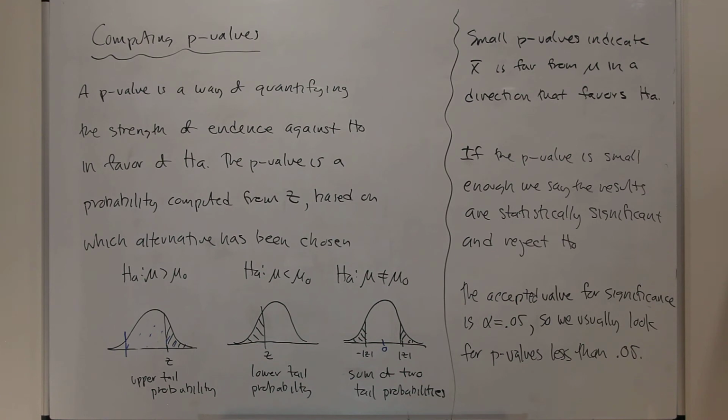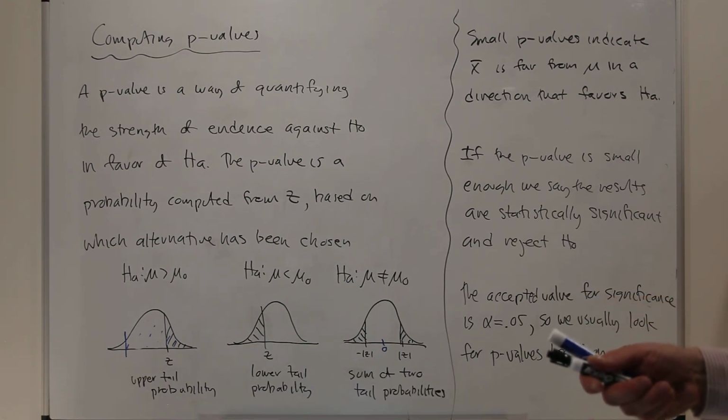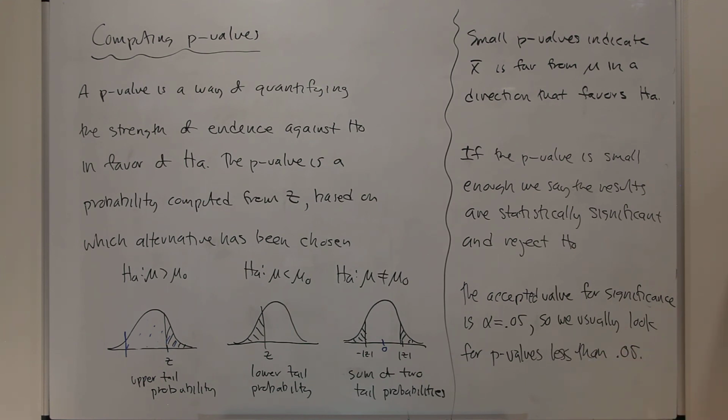So the game's going to be: state your null hypothesis, state your alternative hypothesis, compute your test statistic based on the alternative, and then based on the alternative, create a p-value. Once you see the p-value, compare it to 0.05. If the p-value is less than 0.05, you're going to reject the null hypothesis. If the p-value is greater than 0.05, you're going to fail to reject the null hypothesis.